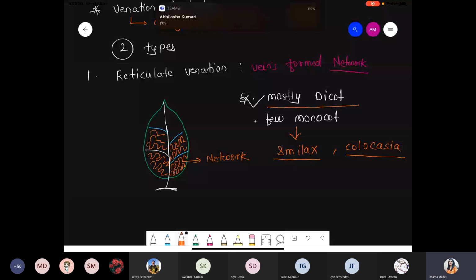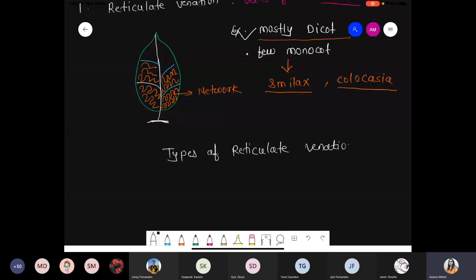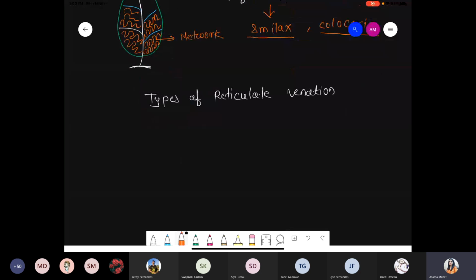Next point we are talking about. Write down the title, types of reticulate venation. In the types of reticulate venation, we discussed that reticulate venation is nothing but the formation of a network. A network gets formed, right? Veins do not have any particular direction. They are present in the form of a network.